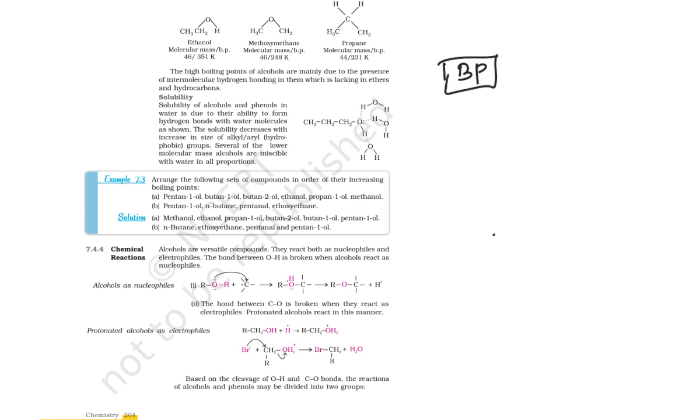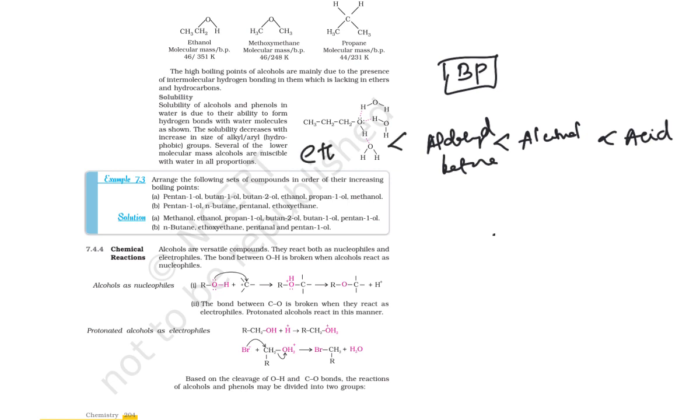If you are comparing the boiling points, acid always has the highest boiling point. Then alcohol, then aldehyde and ketone, then ether, then haloalkane and haloarenes, then hydrocarbon. So this is the brief boiling point order.